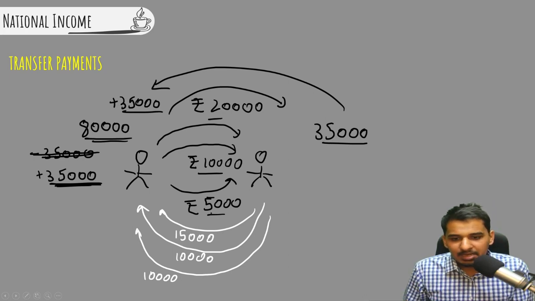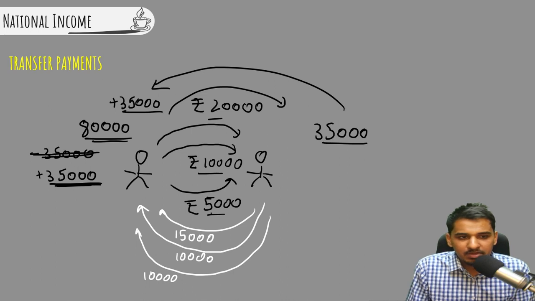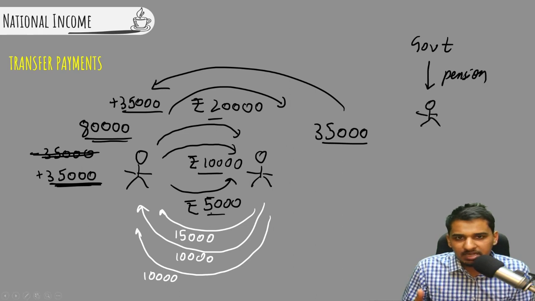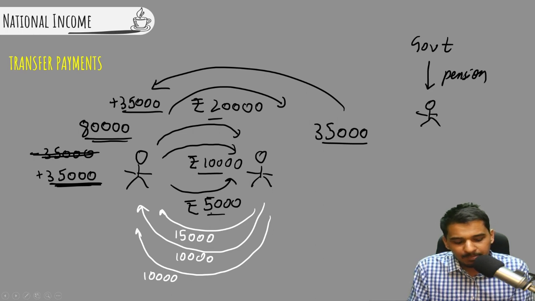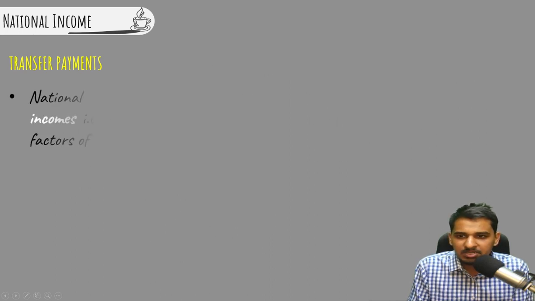Okay, a similar rule will apply if the government is giving any kind of, say, pension to a person, or any kind of grant, like an educational grant, any grant. So this will not be counted in national income, and these are known as transfer payments, which are transferred from one person to another person. No economic activity is taking place in this case. So please remember this, that transfer payments will not be calculated.